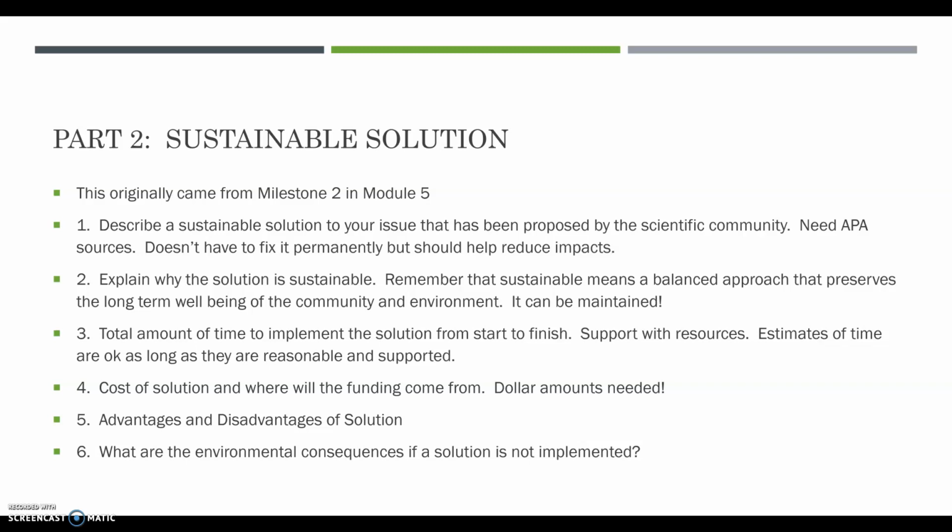And then, of course, the disadvantages could be something like, okay, well, it is going to be costly at first, or people are going to have to give up something in order for this to work. And then the last thing is, what are the environmental consequences if the solution is not implemented? So what is going to happen to the environment if this solution is not done.